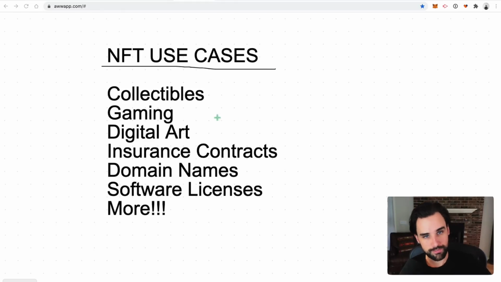There's lots of them. Of course, we talked about collectibles. There's gaming. People think blockchain gaming could see a lot of adoption really soon.